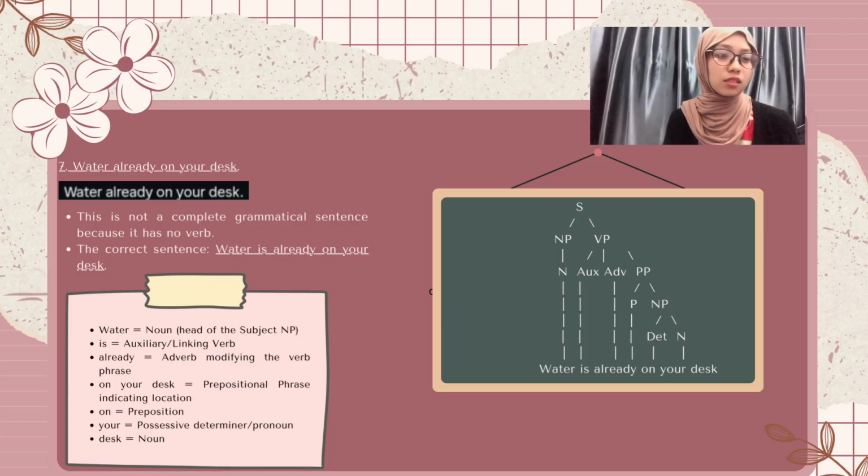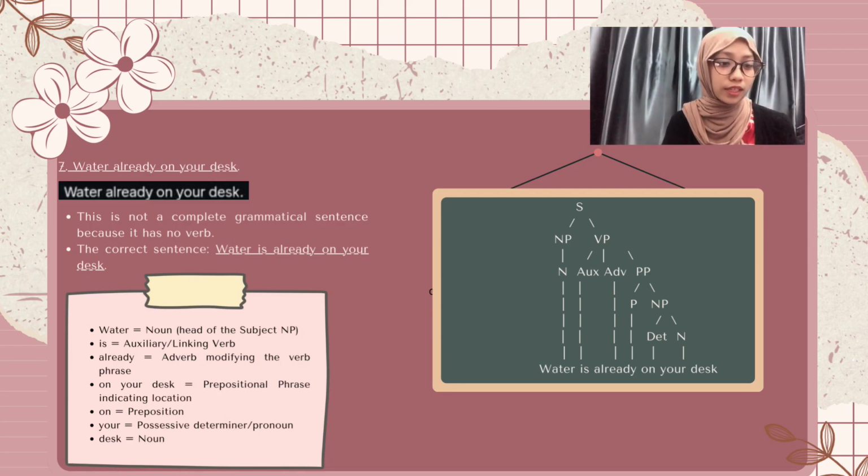This sentence is a simple sentence because it contains one independent clause with a subject and a predicate. As you can all see in the tree diagram, the tree diagram helps us understand how the words are grouped and how they function in the sentence. The highest level of the tree is S, which stands for sentence. The sentence is divided into two main parts: NP, noun phrase, for the subject, and VP, verb phrase, for the predicate.